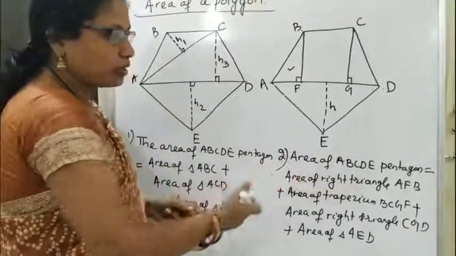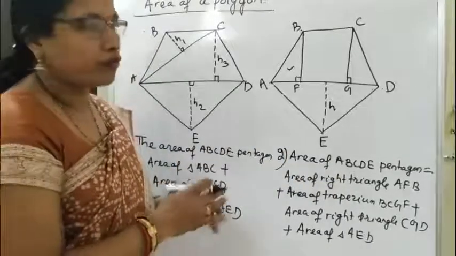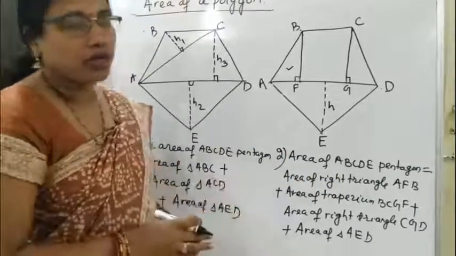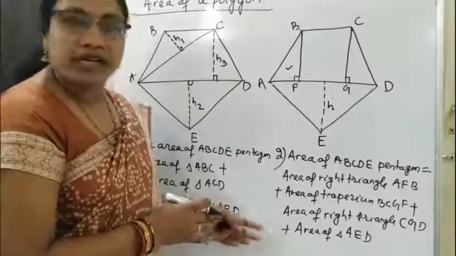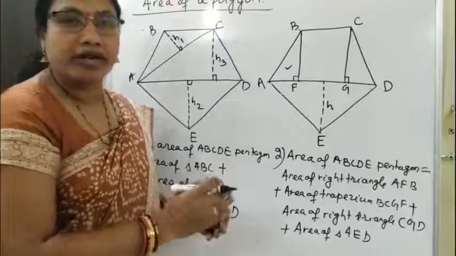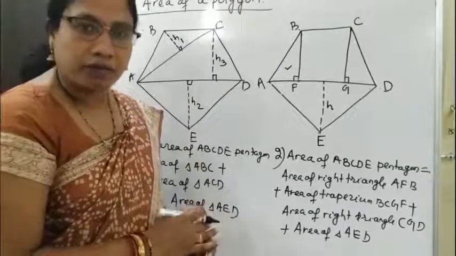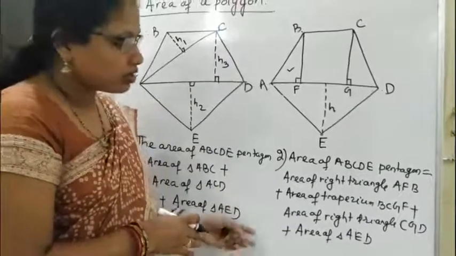So either we can follow this method or we can follow the other. Out of these two methods, whichever is convenient to you, you can adopt any method to find the area of a polygon. There is no general formula for the area of a polygon. You have to divide it into either triangles or trapeziums, then you can find the area of the polygon. So let us solve a problem.